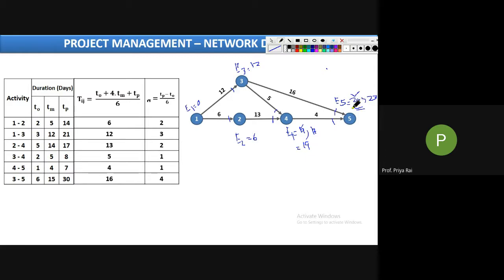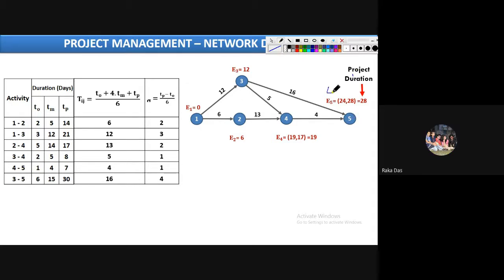Now we will calculate L. So for calculating L, which one will we calculate first? For which event? 5. Yes, L5. What will be the L5 value? 28. Yes, the last E value, that is the E5 value, will be your L5 value. So 28. Now we will go backward.